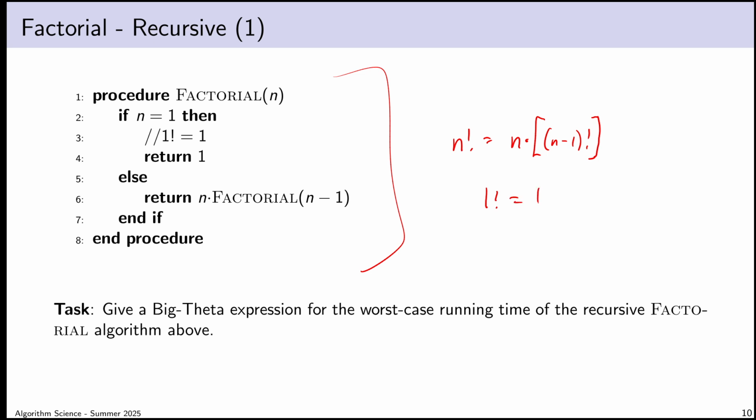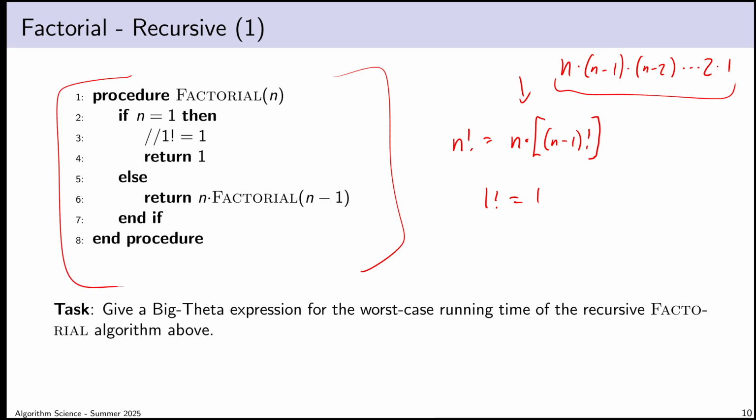And so this is clearly computing factorial by multiplying a bunch of things together. And if I look at the expansion of n factorial with multiplication, it pretty clearly requires more or less n multiplications. And so it seems like I ought to be able to say that this algorithm is big theta of n or something. Maybe it takes longer. Who knows? Maybe the recursion makes it take longer. So that part is intuitive.